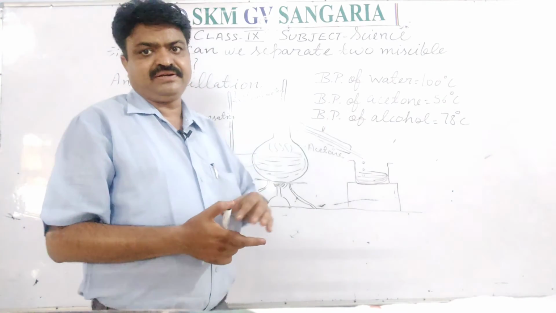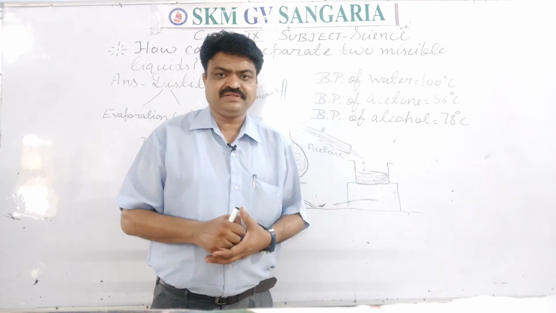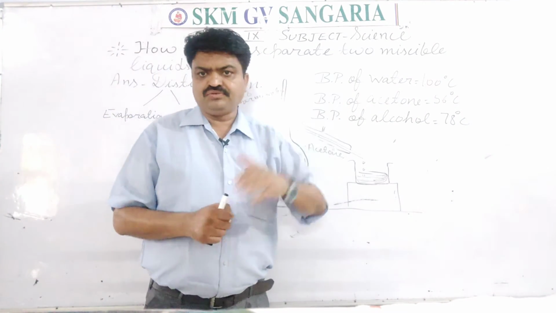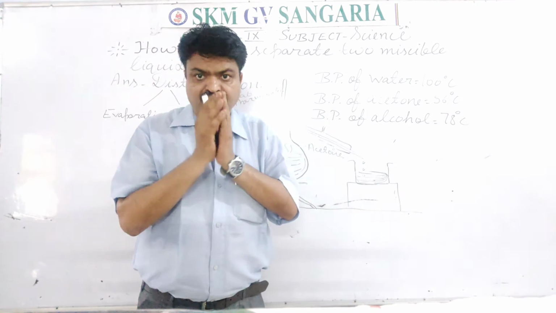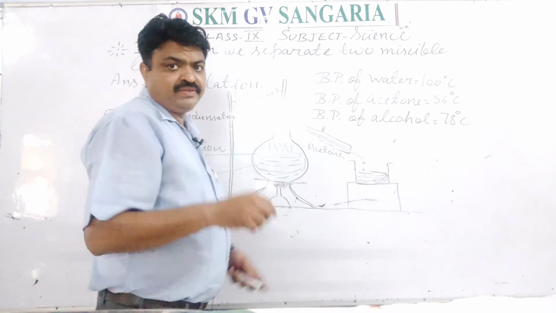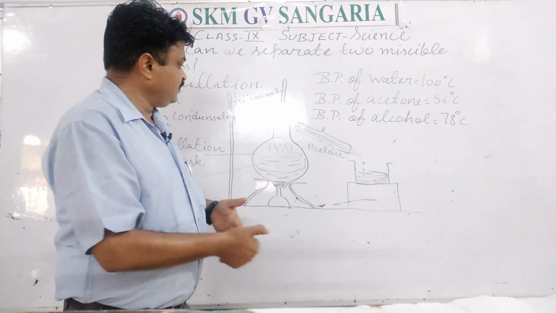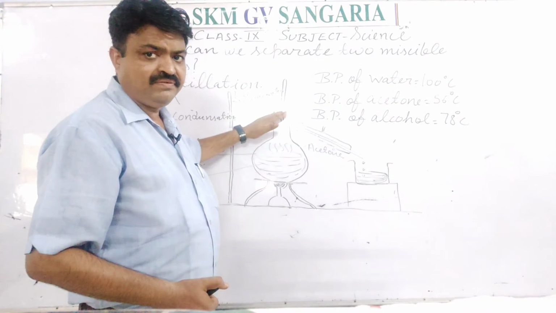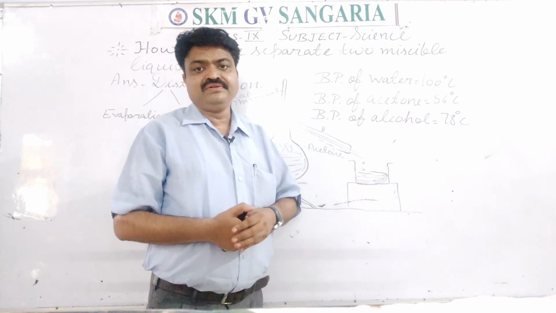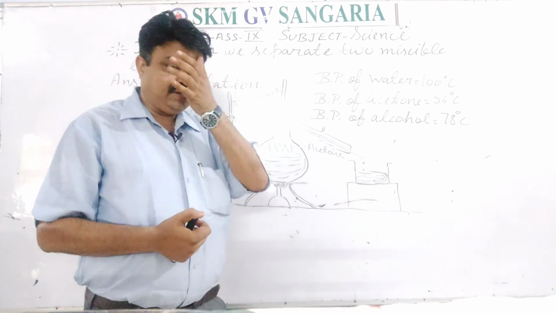Now there is another method, students, that is known as fractional distillation. In fractional distillation, what happens? A fractionating column apparatus is used. In the fractionating column there are some ball-like structures, and with the help of those, evaporation is facilitated, and the evaporated substance can be easily converted into liquid. So fractional distillation has a fractionating column in it.